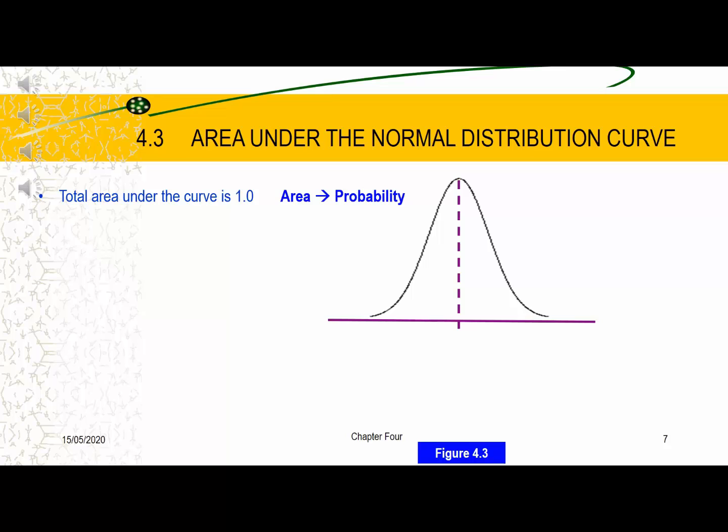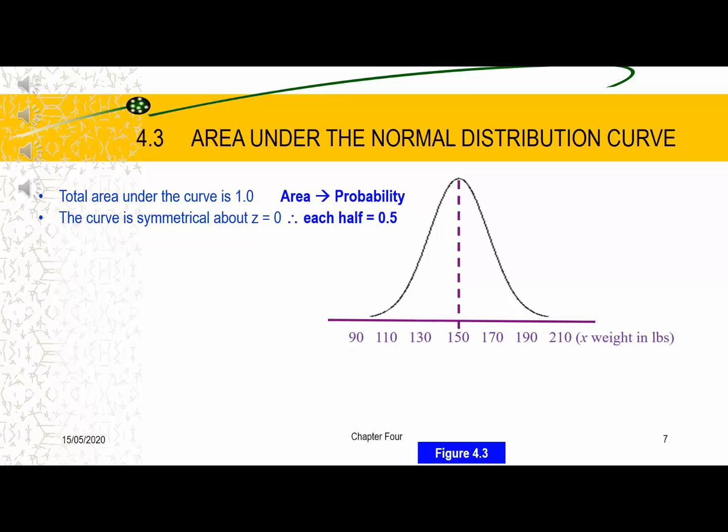If a random student were to be picked from this population, we will have the highest probability of picking a student weighing 150 pounds. We can also see that we have little or no chance of randomly picking a student who is less than 90 or more than 210 pounds. The curve is symmetrical about the mean, mu. Therefore, the area on the positive and negative sides of the mean is 0.5 each.